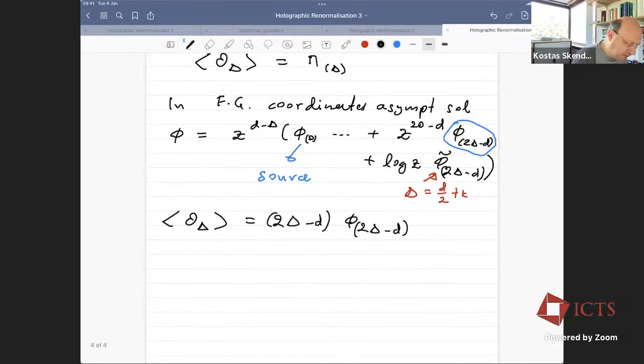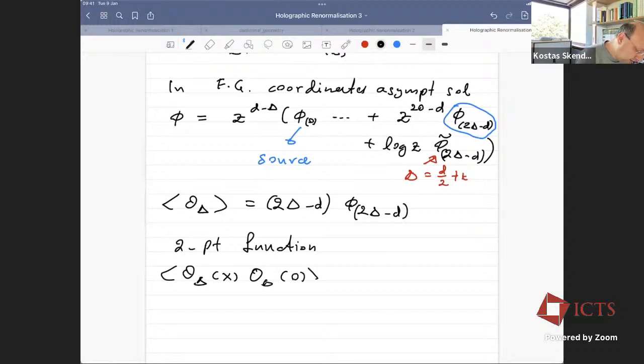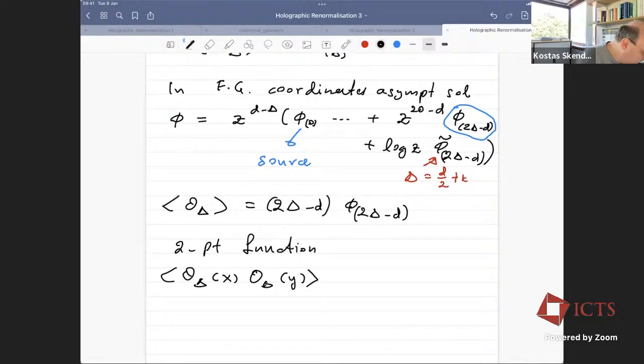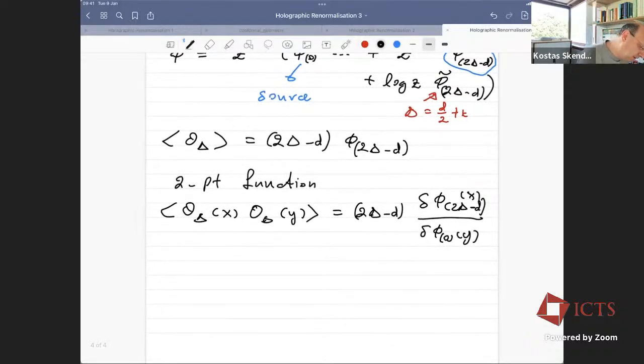Now, if you want to do correlators, so for the two-point function, which we also discussed yesterday, if I want to compute O of x, O of y, actually, let me put x and y just to make it slightly clearer. So that would be 2 delta minus d. And then we need the variation of this coefficient with respect to the source. Now to obtain this, we need the solution of the linearized equations.